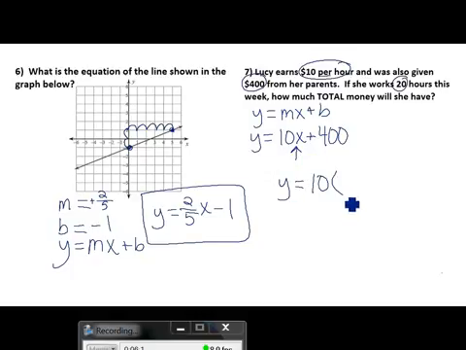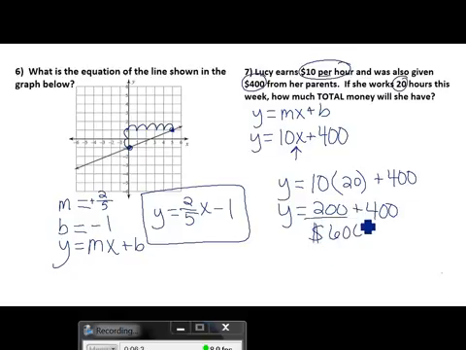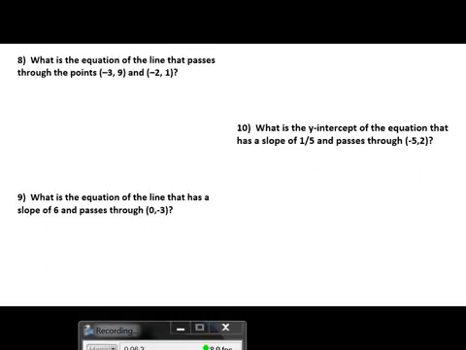So we're substituting in place of the x the number 20 for that many hours, plus the 400 we started with. We're going to solve the equation. 200 plus 400. So she will end up with $600. Question 8. What is the equation of the line that passes through the points -3, 9 and -2, 1? So first we need to find the m and the b.